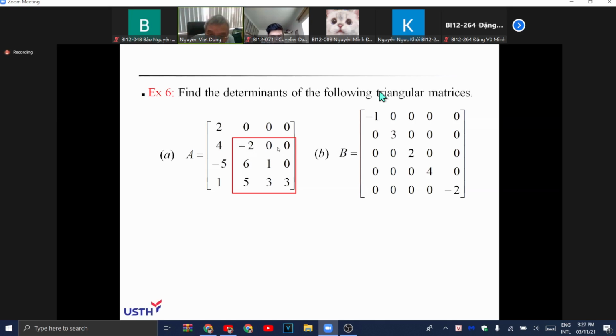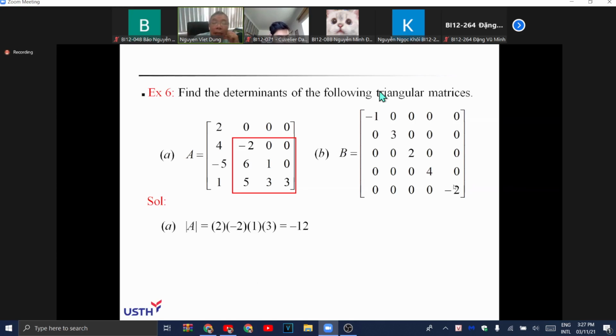the first row here, and it has only one non-zero entry, here. So you get, once again, -2 multiplied by the small one here. And finally, you get here: the determinant of A equals 2 multiplied by -2 multiplied by 1 multiplied by 3. And the result is -12.